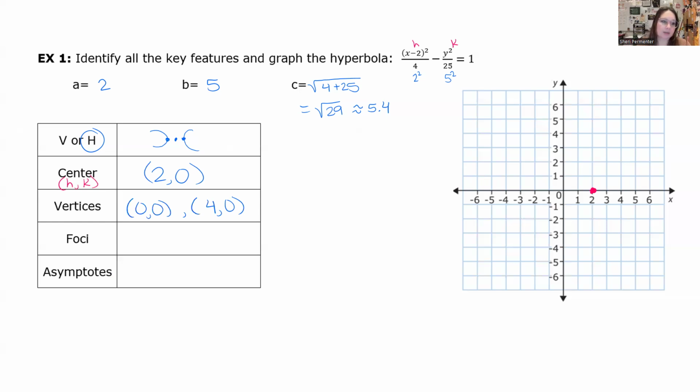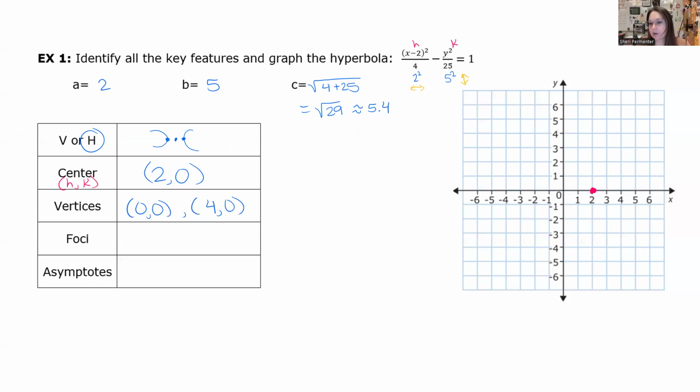In the X and Y direction, sometimes I like to label these. So this is under the X, so that means left and right, I'm going a value of 2, up and down, I'm going a value of 5. So I'm just putting a point left and right, up and down.